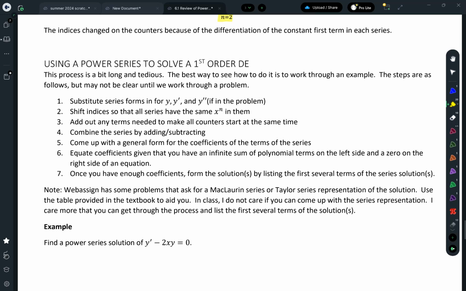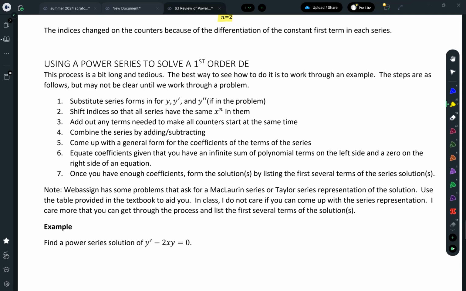And then we equate coefficients, given that you have an infinite sum of polynomial terms on the left side and a zero on the right side of an equation. And once we have enough coefficients, we form the solutions by listing the first several terms of the series solutions.